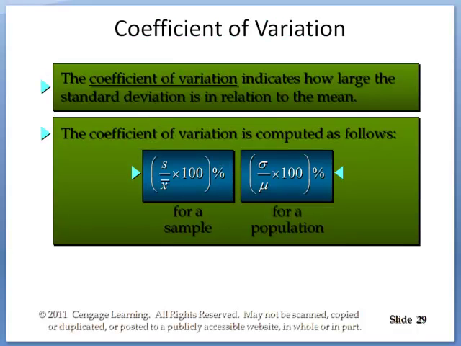There's another notion called the coefficient of variation, which indicates how large the standard deviation is in relation to the mean. Hence, once you've calculated the standard deviation, whether sample or population, as in the numerators here, divide them by their respective means, sample mean or population mean, and then times 100, and the value in percent is the coefficient of variation.